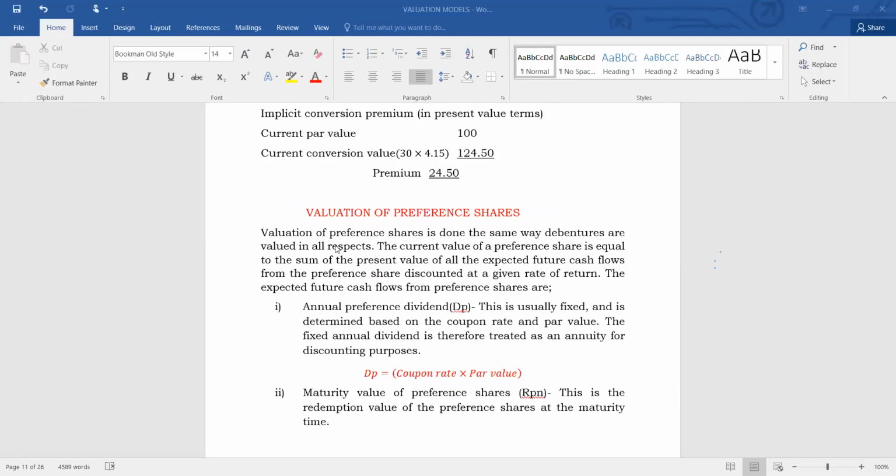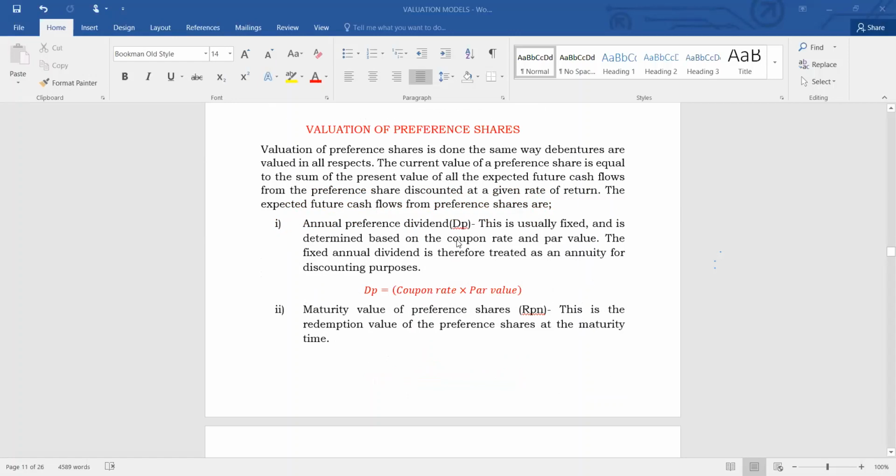One is the annual preference dividend, which is usually fixed. This is determined based on the coupon rate and par value. In other words, you multiply the coupon rate by the par value, and that gives us the preference dividend. The fixed annual dividend is therefore treated as an annuity for discounting purposes. So DP is the coupon rate multiplied by the par value.